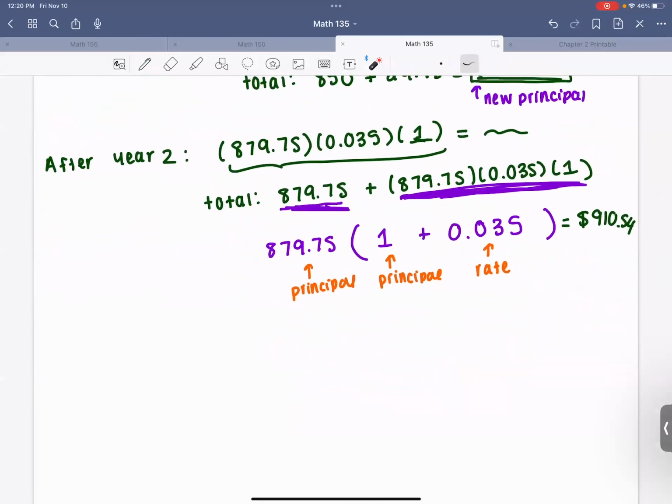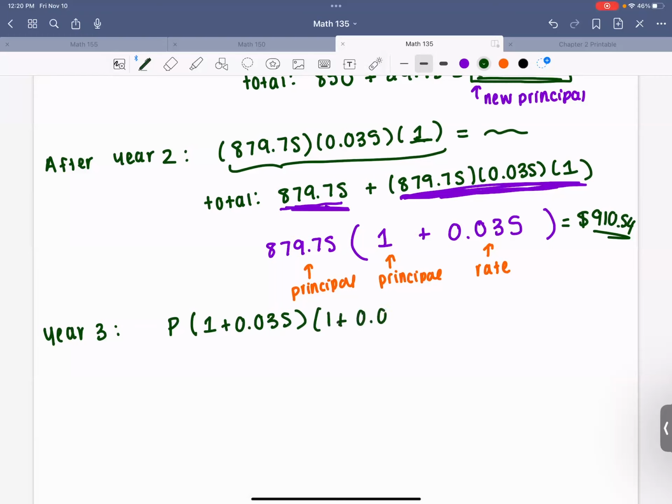If we wanted to do year three, we would take the new principal, which is the 910.54. I'd multiply it by 1 plus 0.035, but then I'd have to multiply it by 1.035 again, 1 plus 0.035, to account for the next year. So now it'll be squared, right? And year four, we're going to have to raise it to another power. And year five, we're going to have to raise it to another power.